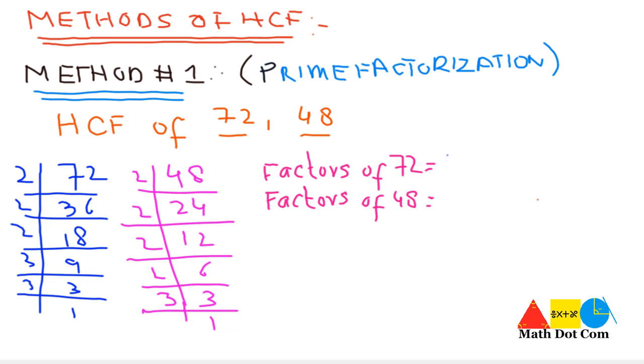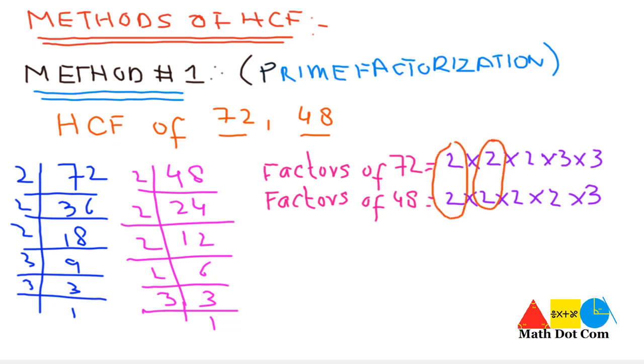The prime factors of 72 are 2 multiplied by 2 multiplied by 2 multiplied by 3 multiplied by 3, and the prime factors of 48 are 2 multiplied by 2 multiplied by 2 multiplied by 2 multiplied by 3. Now we have to find the common factors. Let's encircle them.